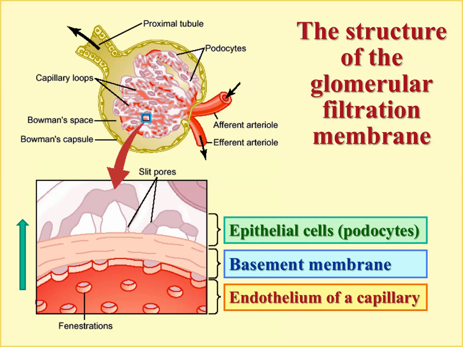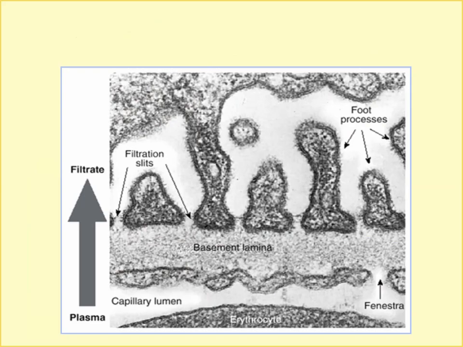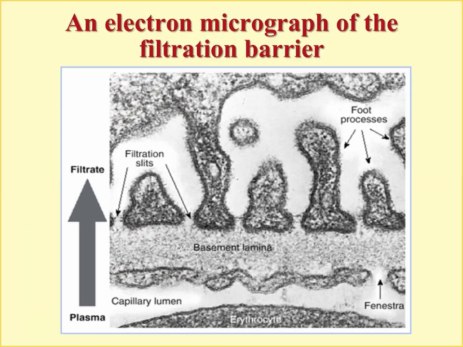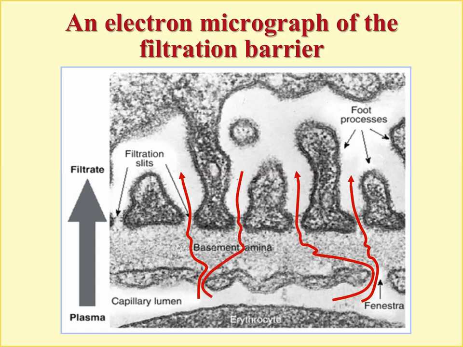So here again you see the electron micrograph of the filtration barrier. At the bottom you can observe the vessel with a portion of red blood cells appearing just in the bottom of the picture, and the layer of endothelial cells can be seen, and between endothelial cells there are pores through which filtration of water and dissolved substances may occur.